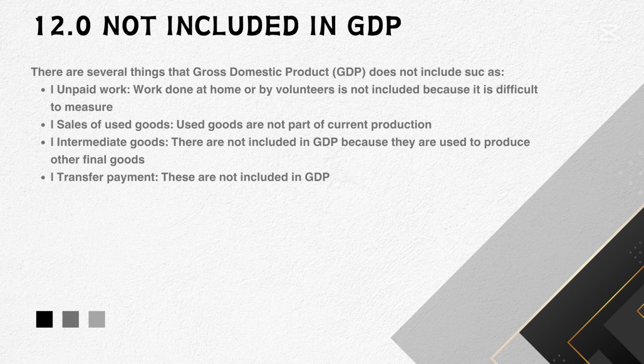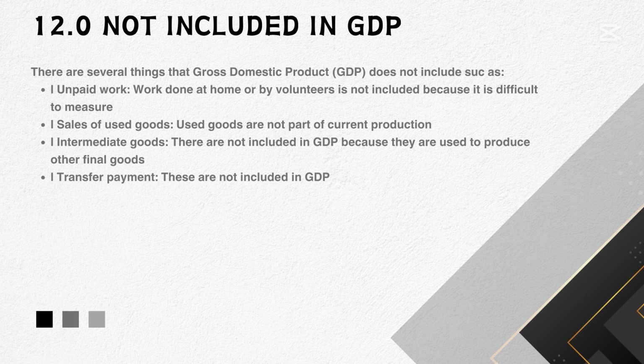And third one is intermediate goods. Goods used as an input for producing final goods, such as steel for cars or flour for bread, are excluded to avoid double counting. Only the value of the final product is counted in GDP.